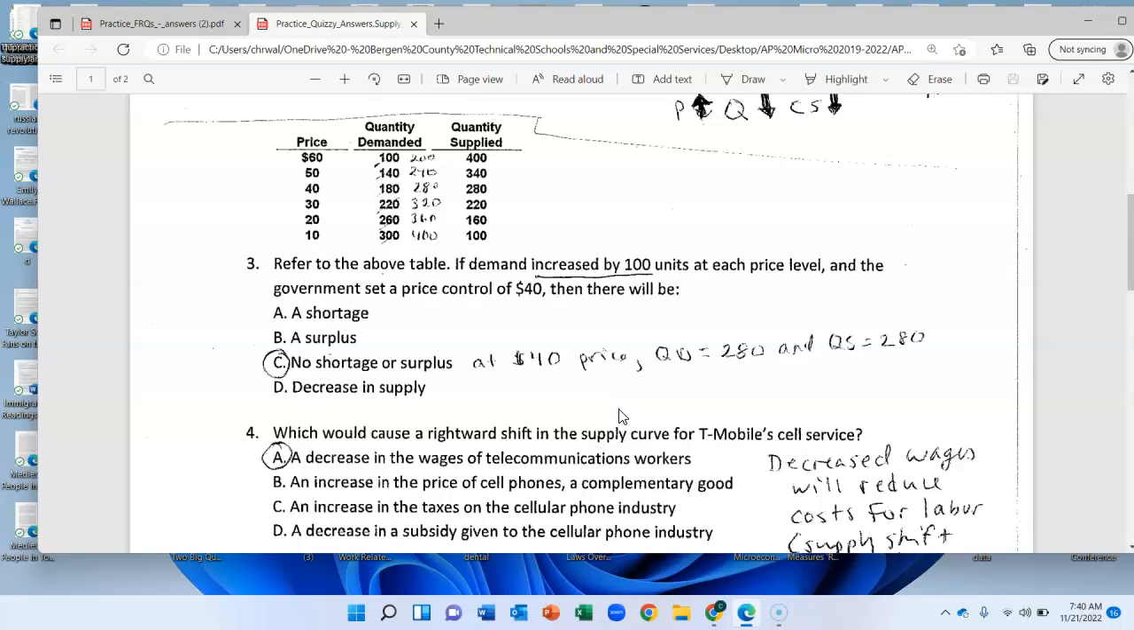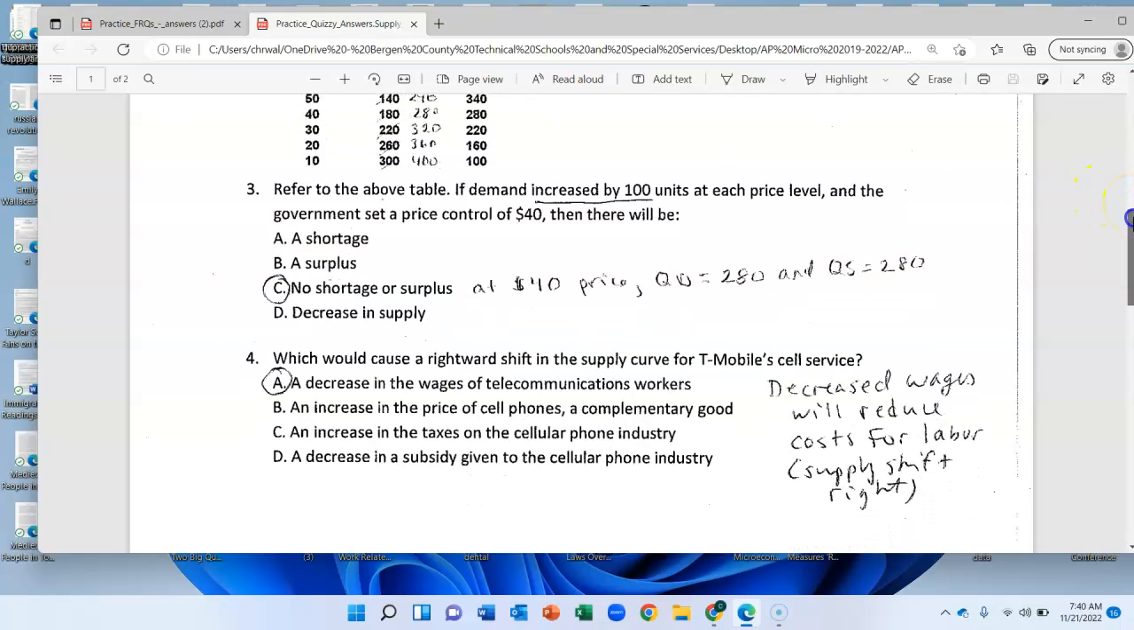Okay, if the price was $60, and we were looking at $40 being equilibrium, what would happen? Our quantity supplied would be greater than our quantity demanded. Okay, if we had a different price, we would have some type of deadweight loss.